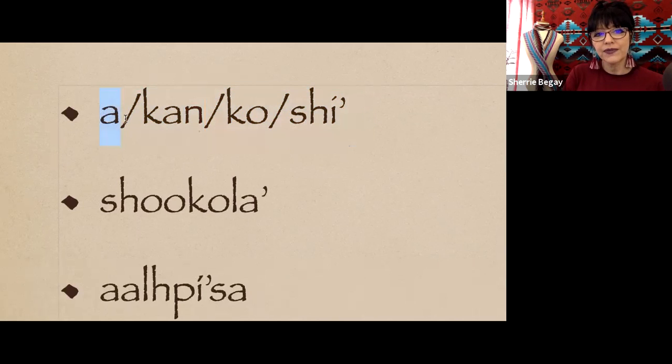A, kan, ko, shi. Akankoshi. And you may recall from the previous video that A generally sounds like A in father, O sounds like O in code, and I sounds like I in pit, but I also gave examples of variations, and this one would be one, so it sounds more like an E, so akankoshi. Great, so now we've done one word.